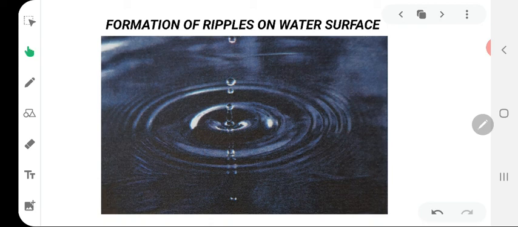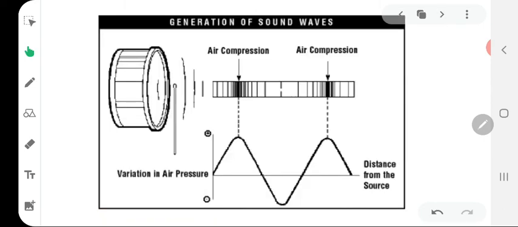So wave is a disturbance that continues in a medium when the particles of the medium set the neighboring particles into motion. So it is the disturbance created by the source of sound in a medium that propagates in the medium, and not the particles of the medium.